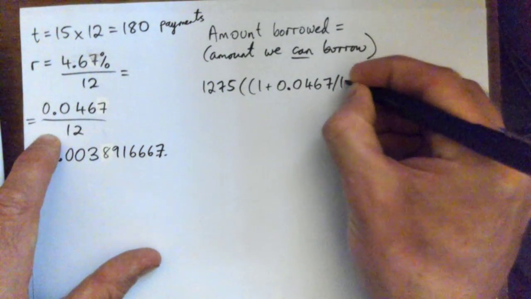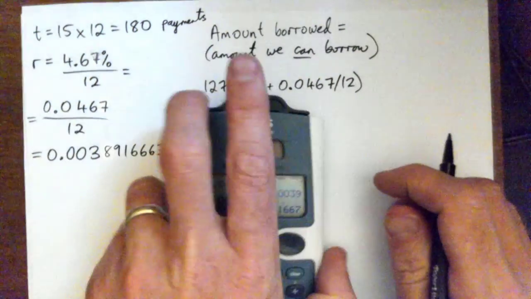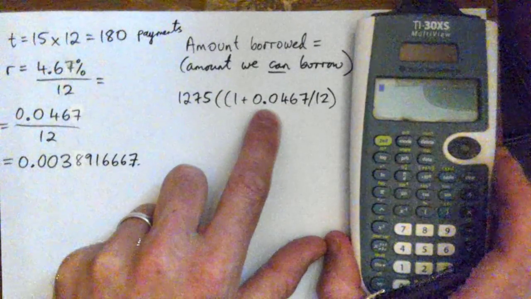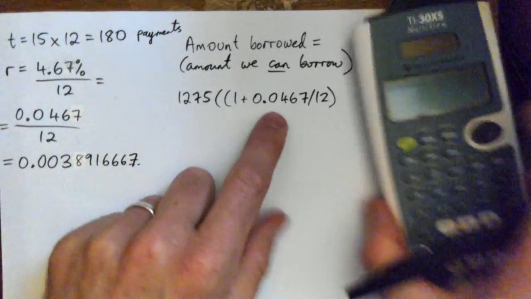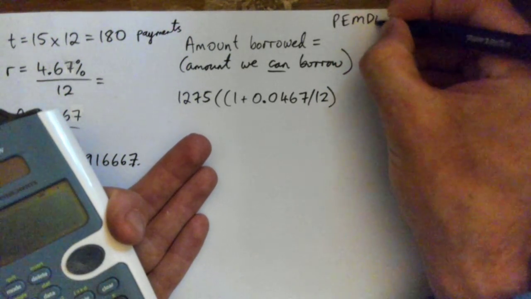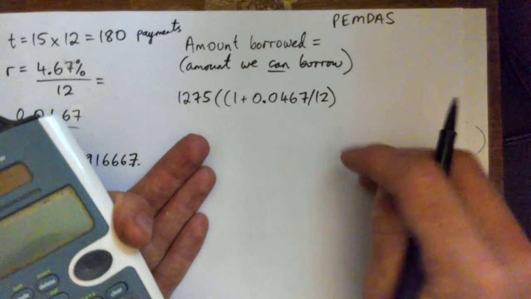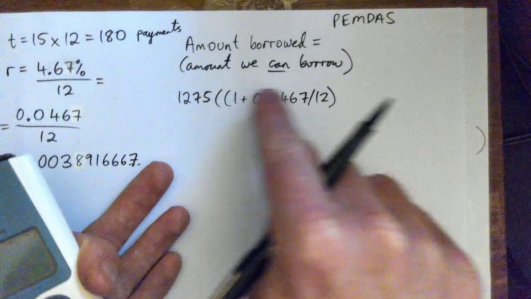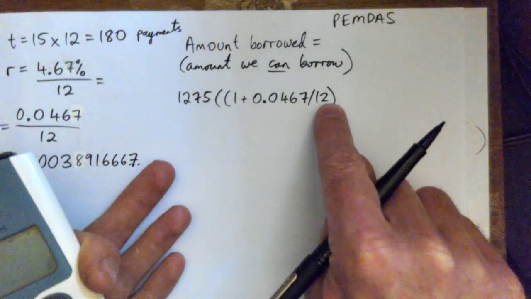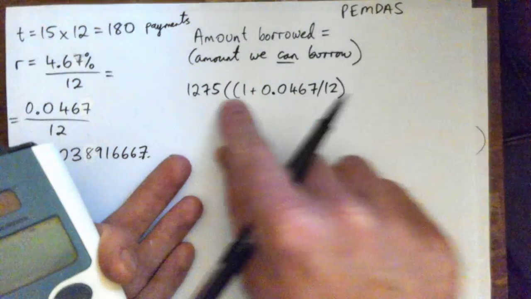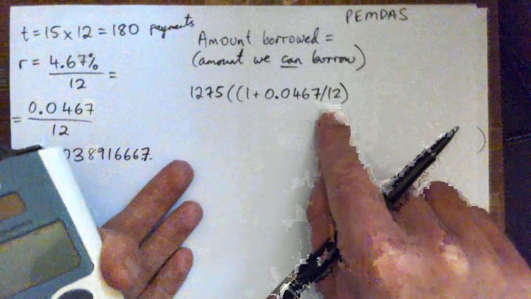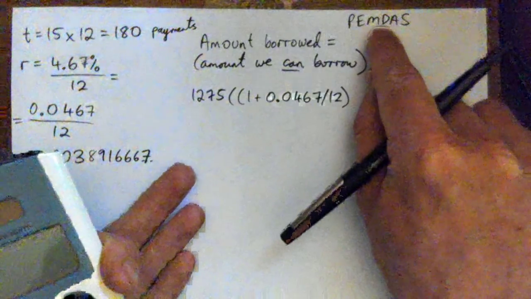I'm going to put it in exactly, so I'm going to go 0.0467 over 12. A really quick note on the calculation right there is that we can't add these first, because we're doing PEMDAS: parenthesis, exponent, multiply, divide, add, subtract. You want to divide by 12 and then add the 1 on. You don't want to be adding 1 and then dividing by 12. If you write it out like that, the calculator understands PEMDAS. It will do the division and then it will add.